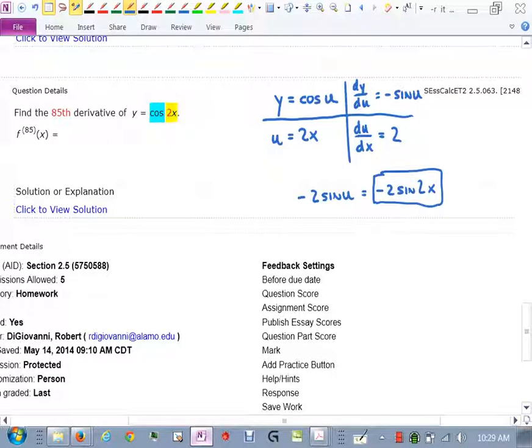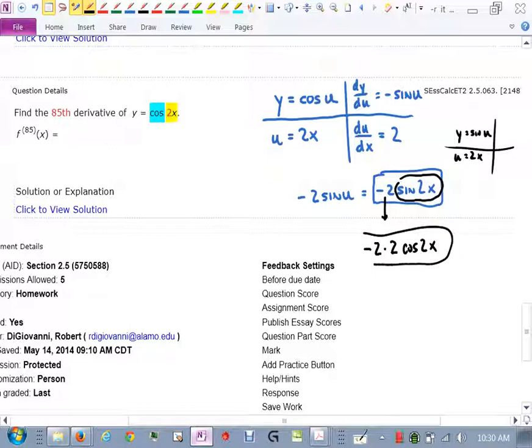If I take the derivative of this again, we'll have the constant here, so that's negative 2. Don't worry about that. And then when I take the derivative of sine 2x, I say y is equal to sine of something. The something is 2x. Then I set up my table and do my chain rule again. What you get is 2 cosine 2x. So that would be my second derivative.